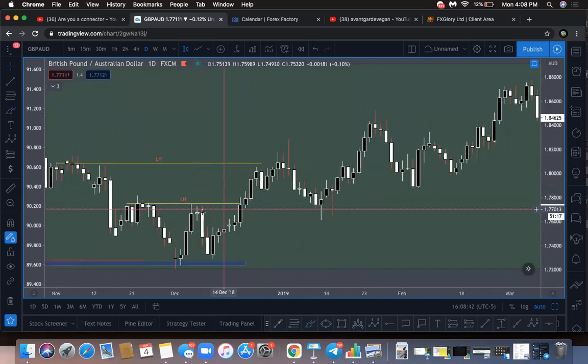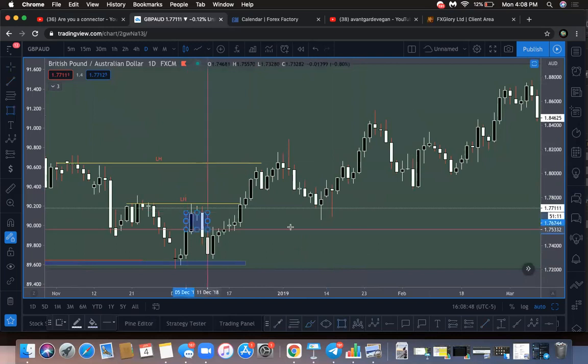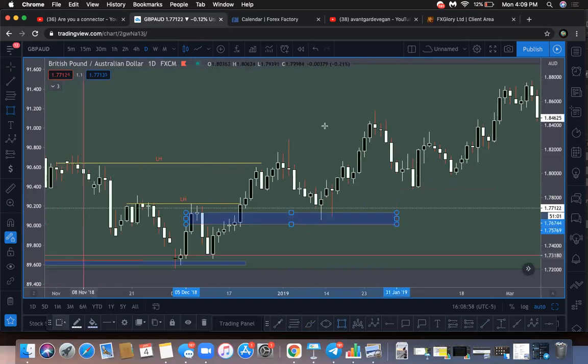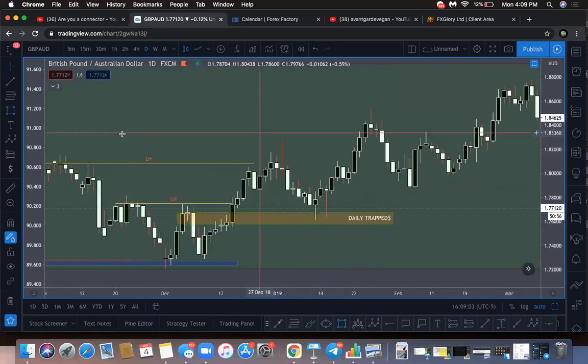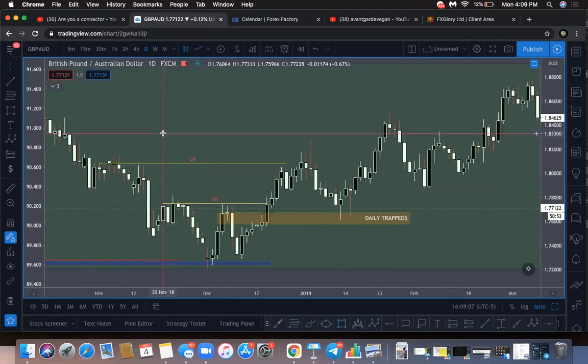So with that being said, I know that we have an area right here of structure, right? A trap money zone on the daily. So now what can we identify? The fact that we have a higher high point, right? So this is the high of the new range.